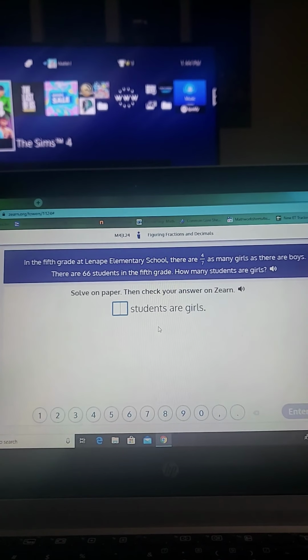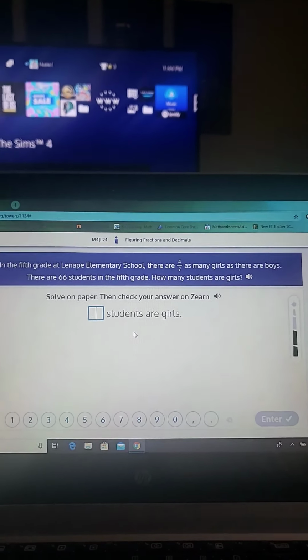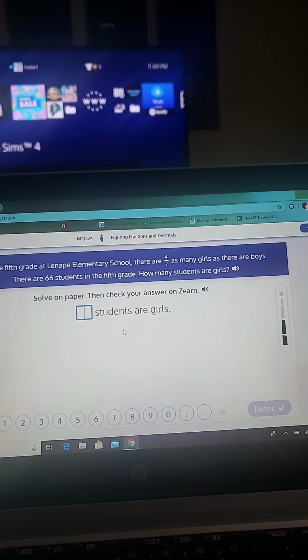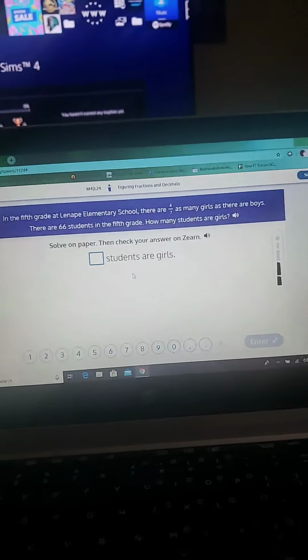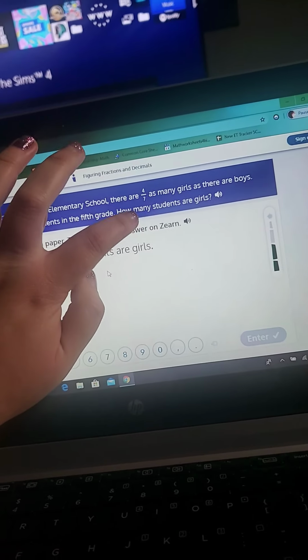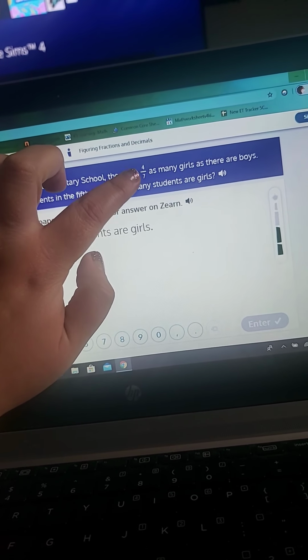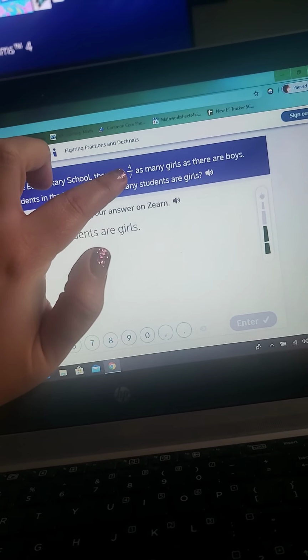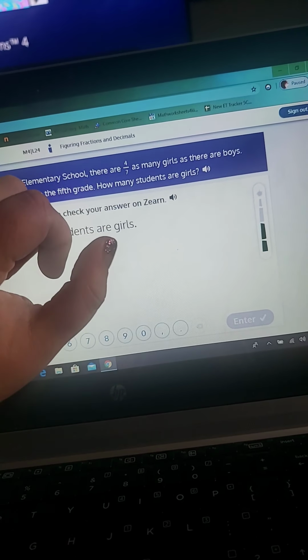I'm going to let you in on a trick. You want your numerator to stay the same. So the numerator in my fraction is 4. So my fraction numerator is going to stay the same. But when I'm working on this problem, I want my denominator to be what my fractions, both the numerator and the denominator, are added together. So whatever your fraction may be, add the top and the bottom together to get your new denominator.